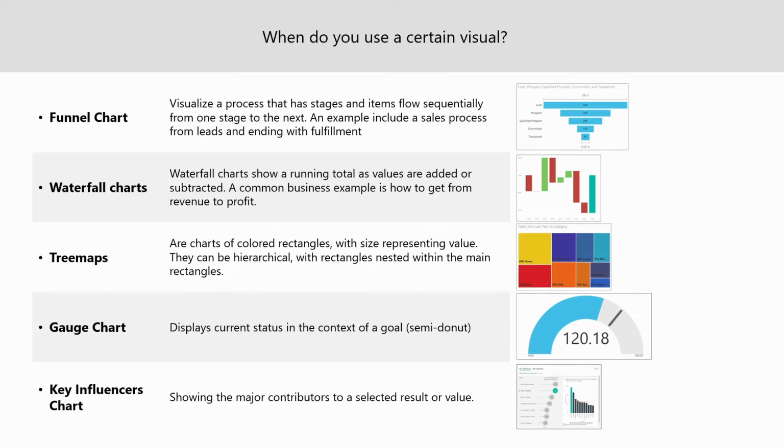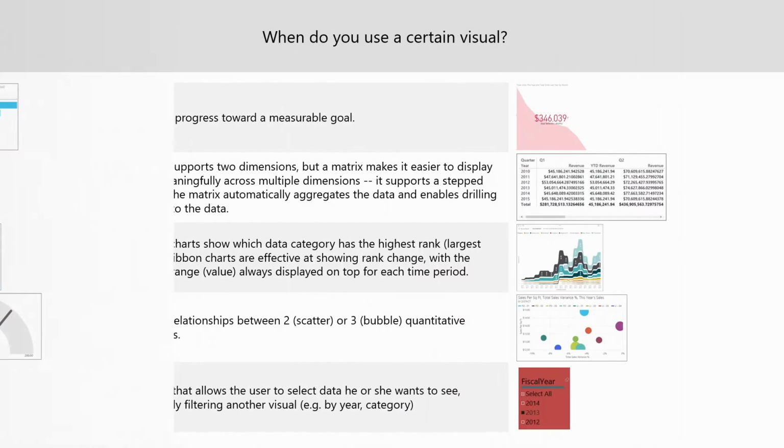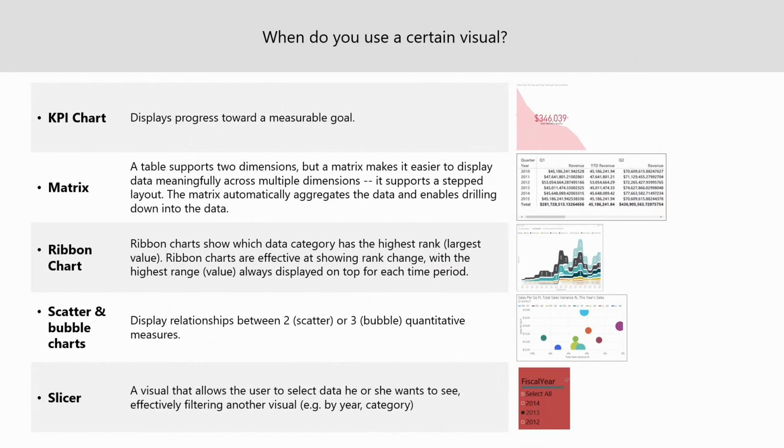Tree maps are charts of colored rectangles with sides representing value. They can be hierarchical, with rectangles nested within the main rectangles. The gauge chart displays the current status in the context of a goal. The key influencer chart shows the major contribution to a selected result or value. Last slide, the KPI chart displays progress towards a measurable attainable goal.